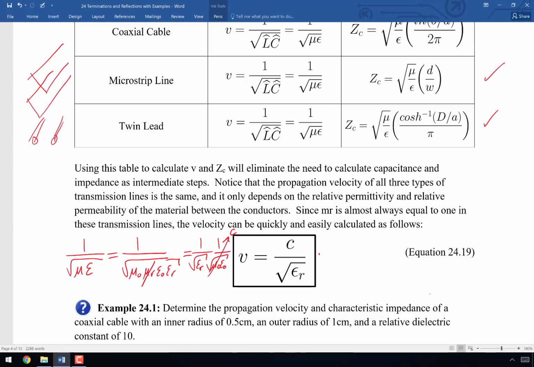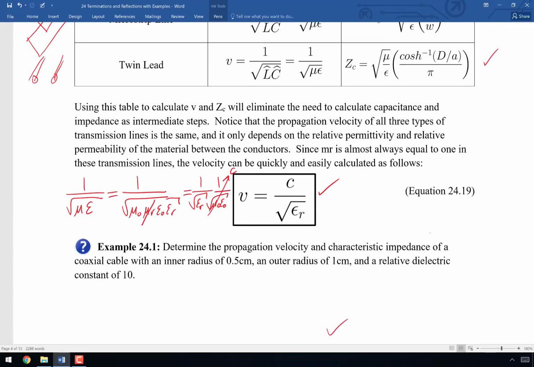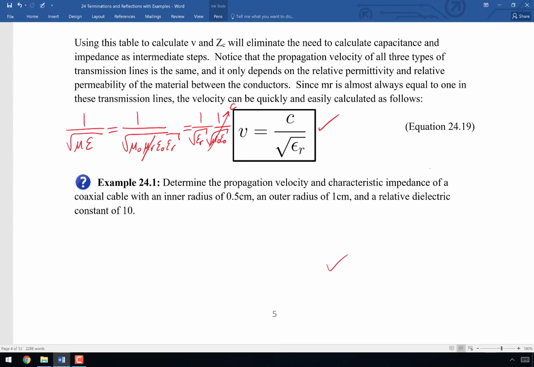So this is a real nice shortcut version of the equation to calculate the velocity. You don't need to calculate L hat and C hat. You don't even need to do 1 over the square root of mu times epsilon. It's just c divided by the square root of the relative dielectric constant. And we're going to use that a lot.